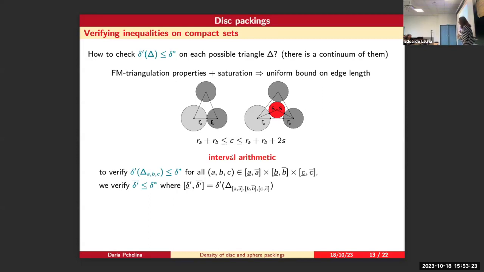Except one thing is that we might lack the precision, because if these intervals are large, when we compute delta prime, the resulting interval might lack precision. It will not be a real interval which contains all values, it will be even bigger. And so we might have delta star inside this interval.